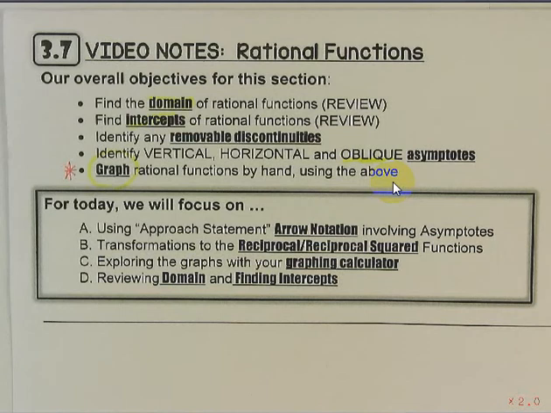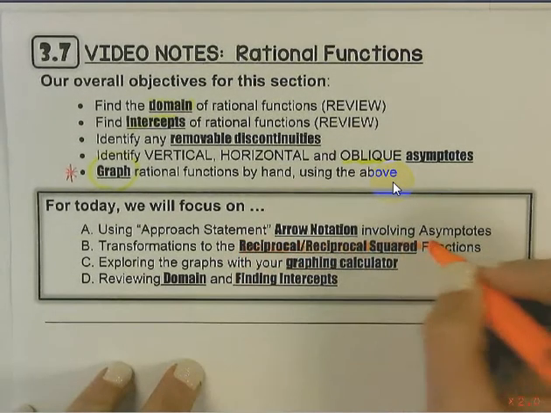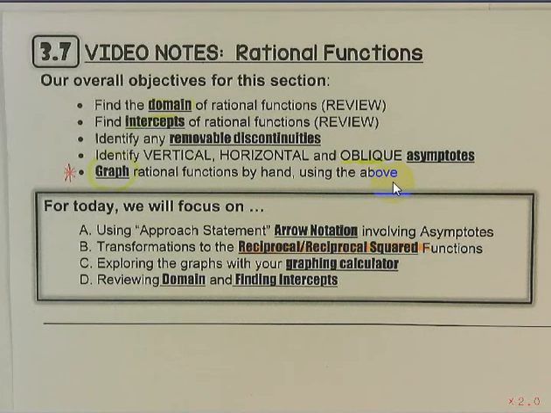One, we're going to talk about using approach statements, using arrow notation, kind of like when we were talking about end behavior of polynomials. Transformations to the reciprocal and reciprocal squared functions. So those are some basic rational functions that you have already seen. And we're going to be looking at doing some transformations to that. There are some problems in your assignment on that.